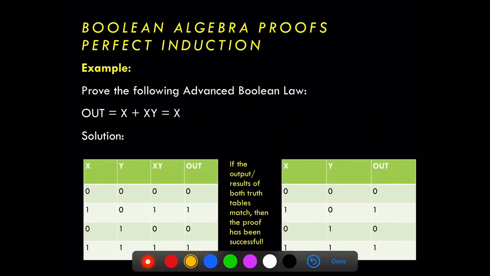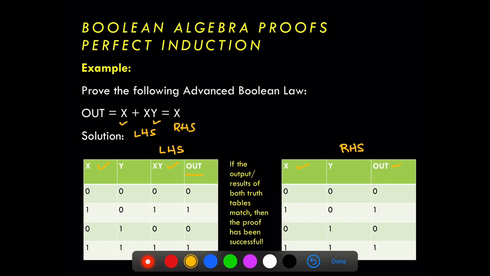In another example by perfect induction, here we have again two input variables. Therefore, we have 4 input combinations for those variables. On the left-hand side of the equation, we're going to OR together x or xy to get the output. And on the right-hand side of the equation, we're just going to set out equal to x. So the left-hand truth table considers the left-hand side of the equation for out, and the rightmost truth table considers the right-hand side of the equation.